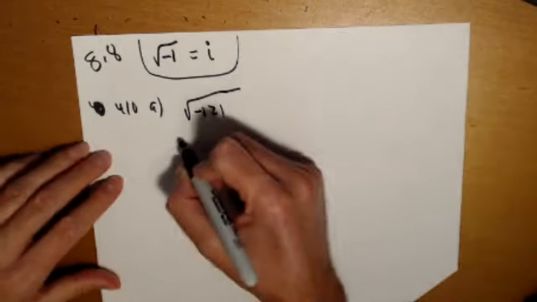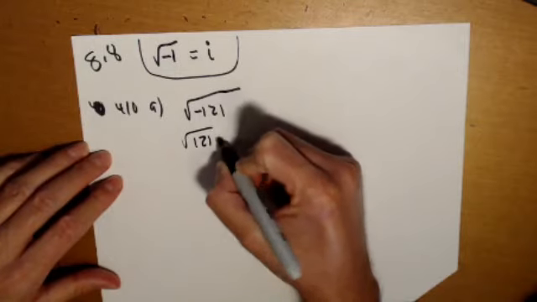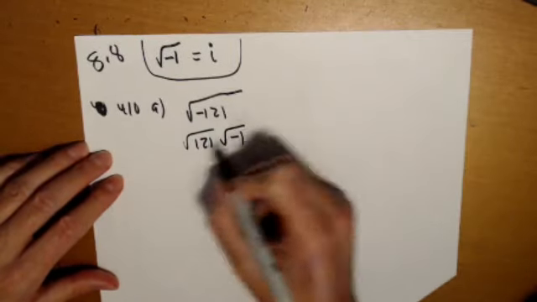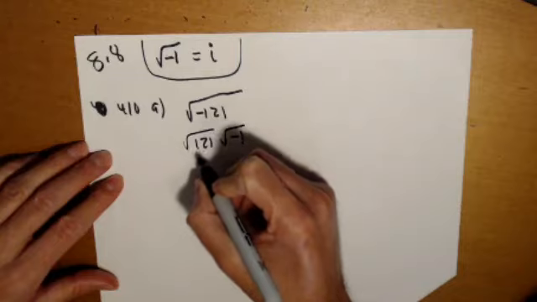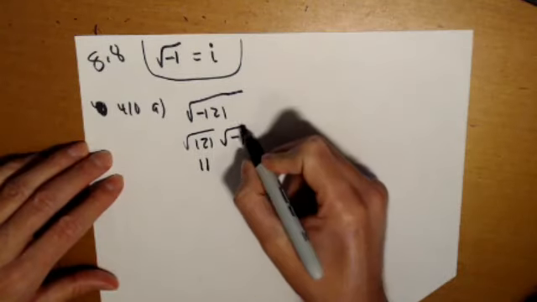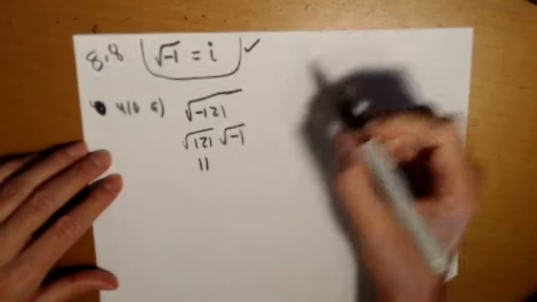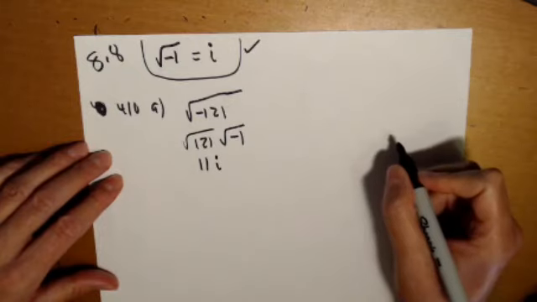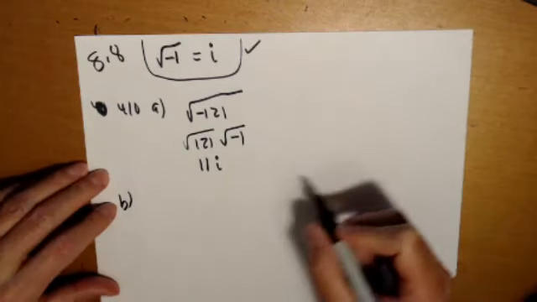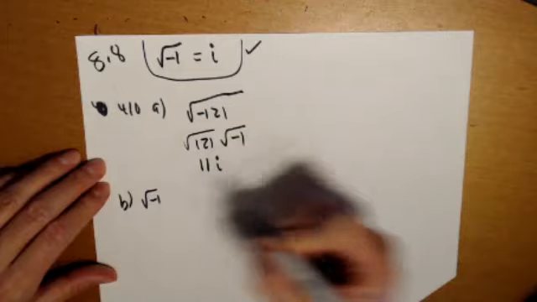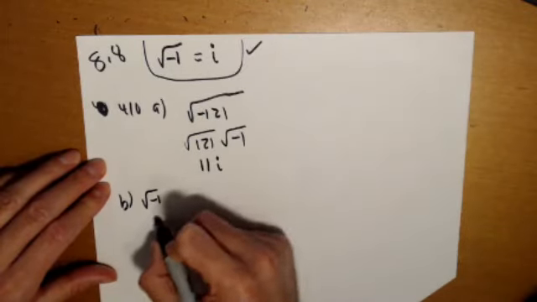Okay, so isn't this just the square root of 121 times the square root of -1? The square root of 121 is 11, and the square root of -1 we agreed to just call i. Okay. B, square root of -1. Oh, that's just i. Okay.